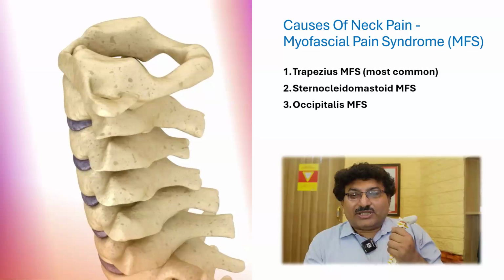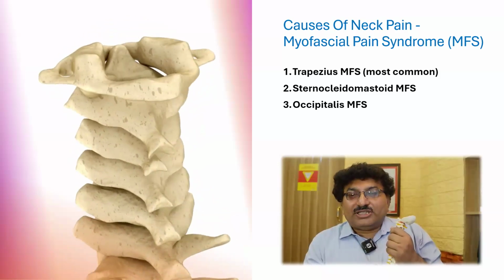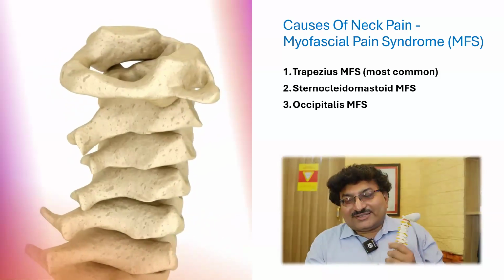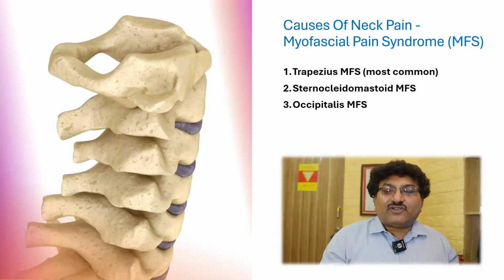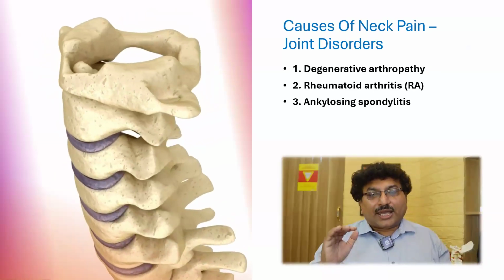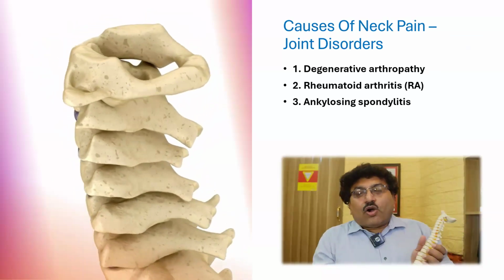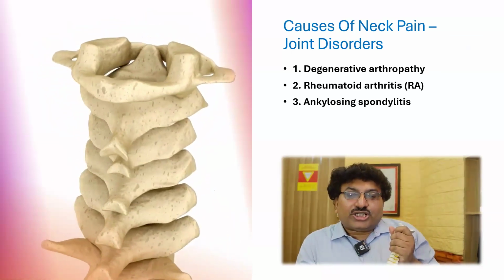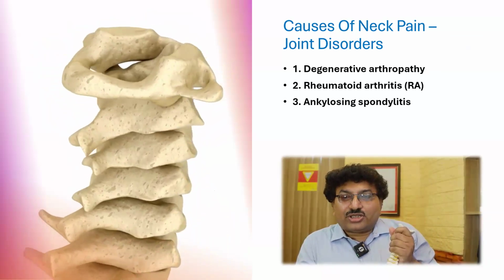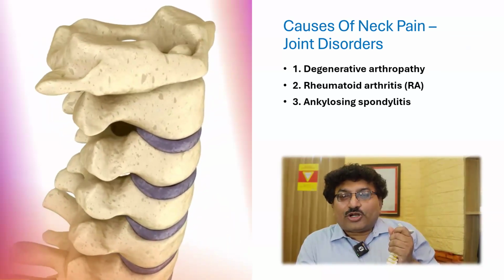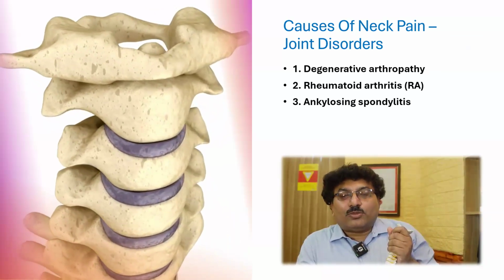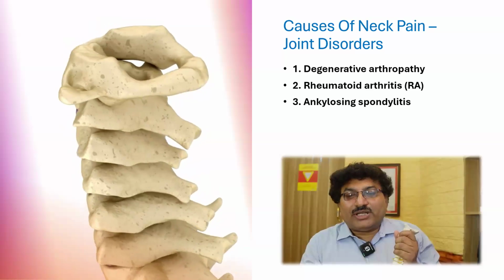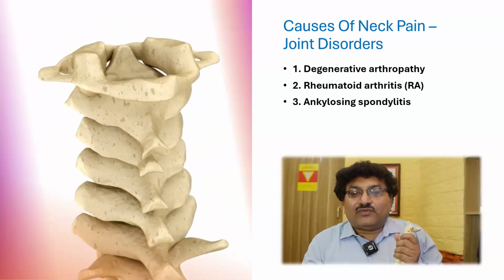So myofascial trigger points are quite common in the trapezius, sternocleidomastoid, occipitalis, and other deep muscles of the neck as well. Sometimes it is very difficult to differentiate without ultrasound. They can be painful. It can occur from joint disorders, like a degenerative joint disorder. Facet joint arthropathy is also a type of degenerative joint disorder. Then it could be caused by inflammatory processes like rheumatoid arthritis, and more commonly by ankylosing spondylitis, which can cause neck pain, low back pain, and sacroiliac joint pain. The inflammatory process might involve all parts of the spine.